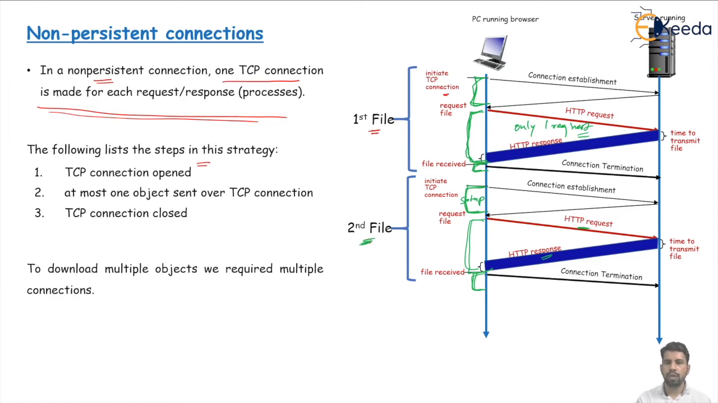If you want to download 10 particular files, then 10 times you need a separate connection for each request. Okay, means this is an overhead between the client and server communication. This is totally an overhead. This will increase our delay times. So the important note here is, if you want to download multiple objects, we require multiple connections, because every time you need a new connection. This is a disadvantage of the non-persistent connection.